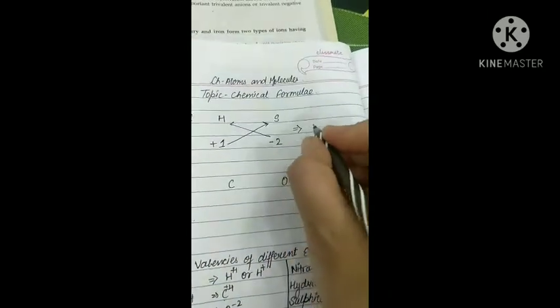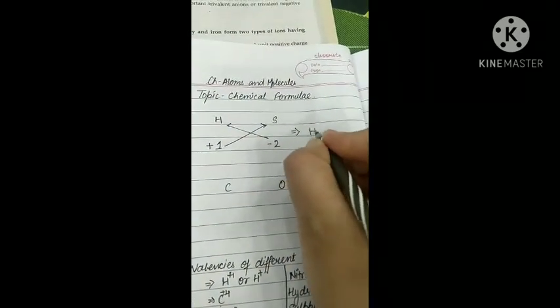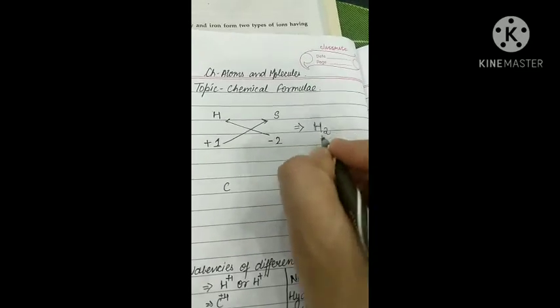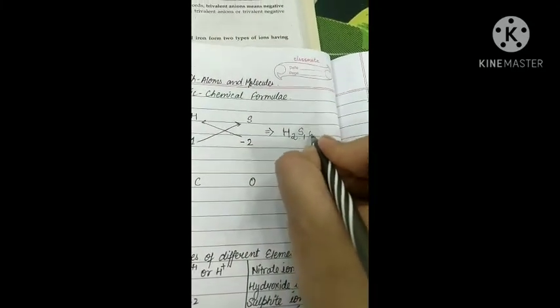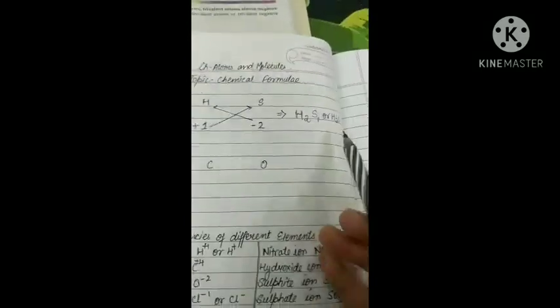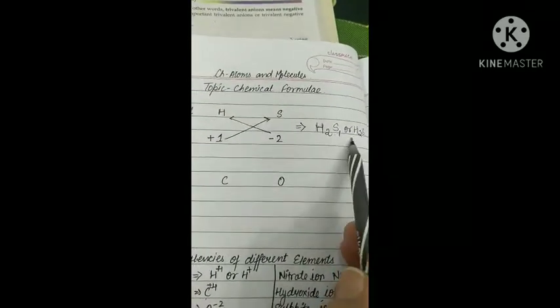Then this will become H with the suffix 2, and S1, which means for S we don't write anything. If you are writing 1, we can write it that way too. So the hydrogen sulfide formula is H2S.